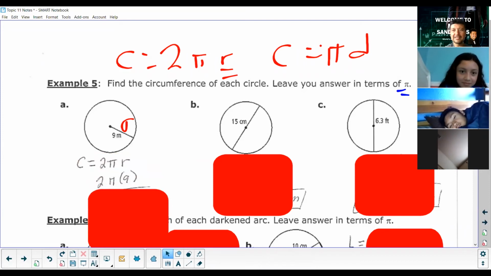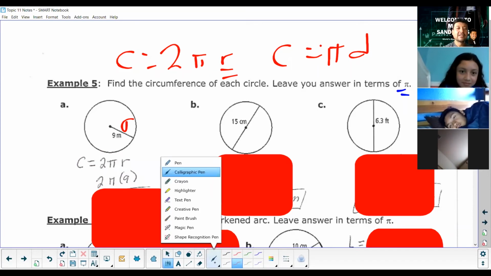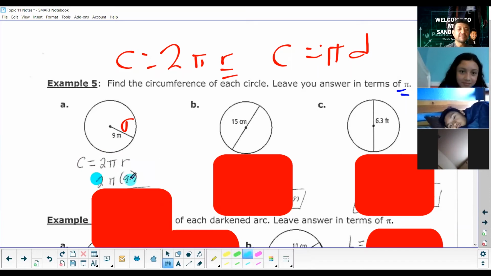Then you just put in 9. Now, since we're going to leave it in terms of pi, we're not going to involve pi. Like you're not going to put pi in the calculator. All you're going to do is multiply these 2. So I said, what's 2 times 9?